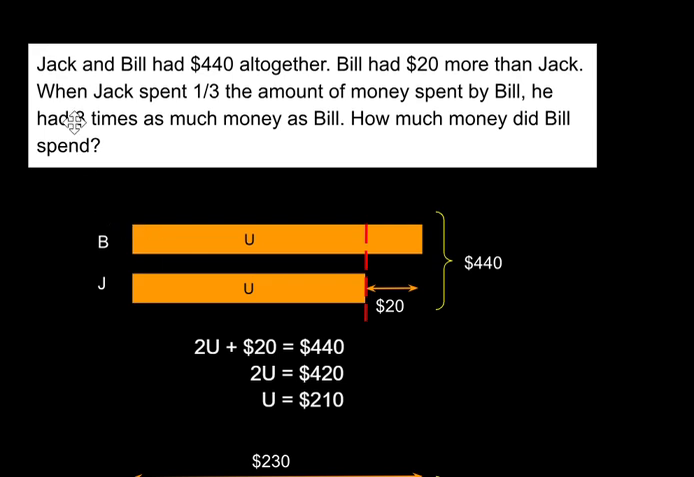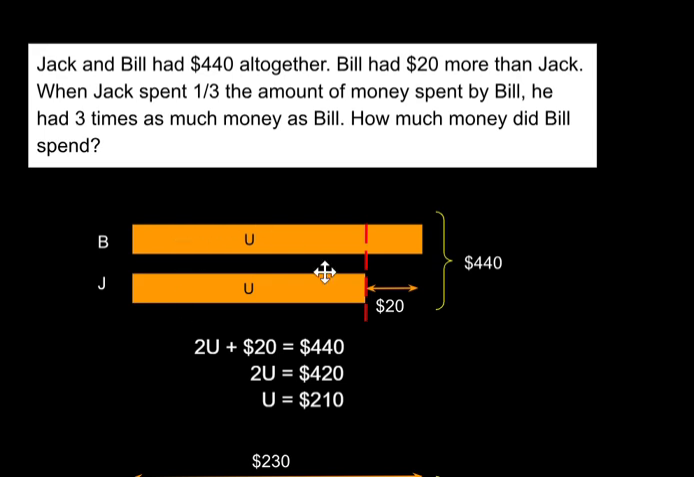So, from the question, we know there is a two-bar model. The first thing is Jack and Bill have $440, so you draw two bars and say that they have 440. You also know that Bill has $20 more than Jack. Straight away, we can calculate how much Bill has and how much Jack has.